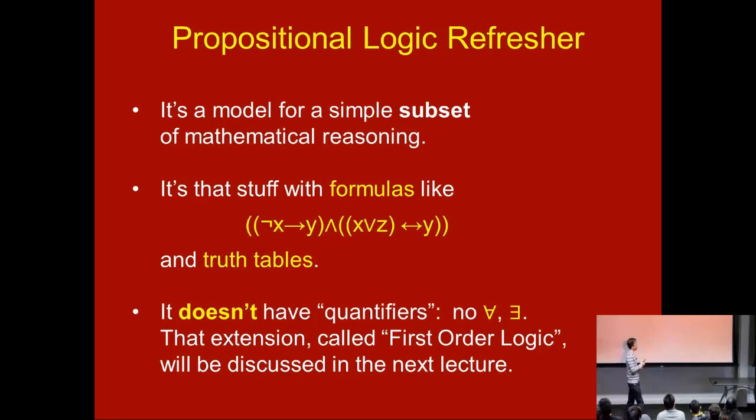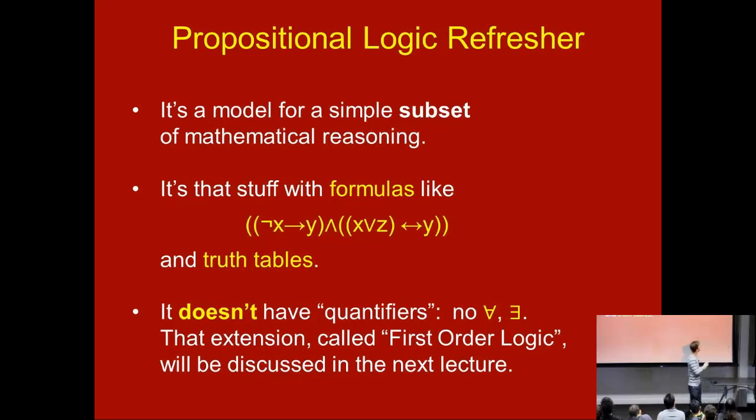Propositional logic, on one hand, was invented by philosophers as a model for some kinds of mathematical reasoning. So that's a sort of lofty definition. Another way to say it is, it's that stuff with formulas that look like this, with the variables and the ands and the ors and the negations and truth tables and that kind of stuff. So let me remind you about this.